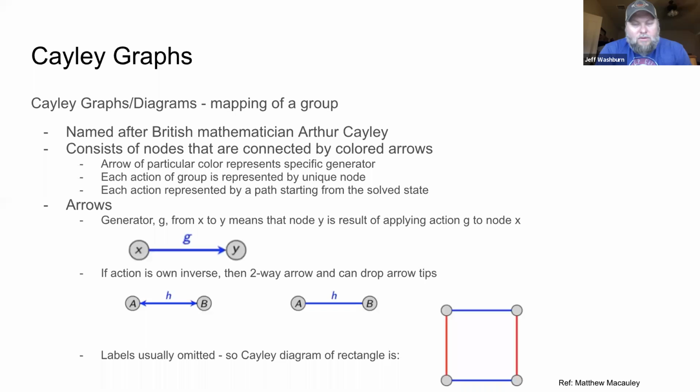If there's a single arrow, like on the first one, G from X to Y, that just means you can only go from X to Y, but you can't go back. Whereas on A to B, you can go from A to B and then back from B to A, so it's reversible.